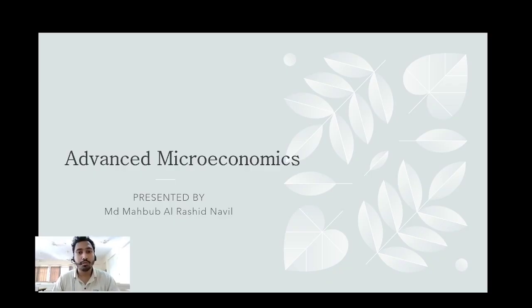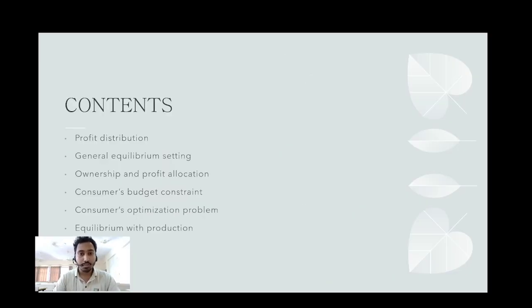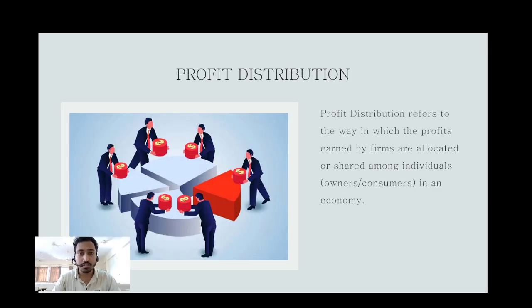Today, I'm going to talk about an important topic of advanced microeconomics, which is covered with some contents named profit distribution, general equilibrium setting, ownership and profit allocation, consumers budget constraint, consumers optimization problem, and equilibrium with production. So let's begin with the first slide. In the first slide, we notice here the profit distribution.